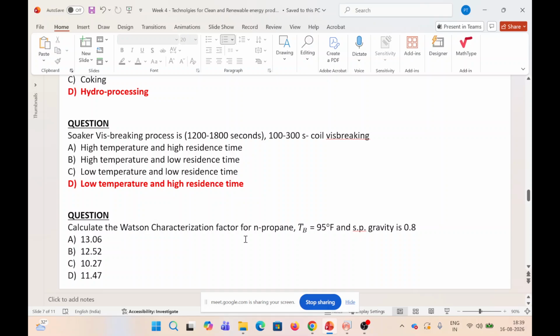Calculate the Watson characterization factor for n-propane. Specific gravity is given and TB is given. So this was a question that was left out from the last live interaction session. Since this is a numerical problem, please let me know what the answer is.